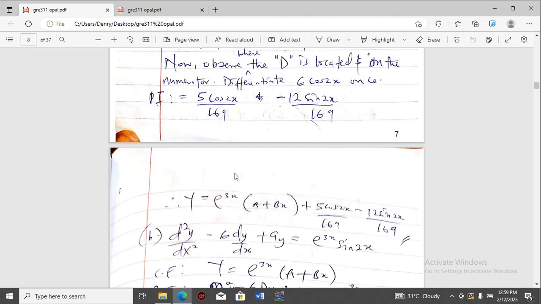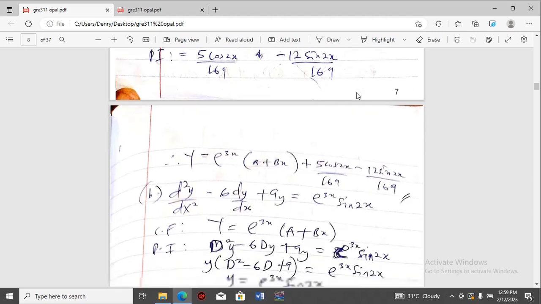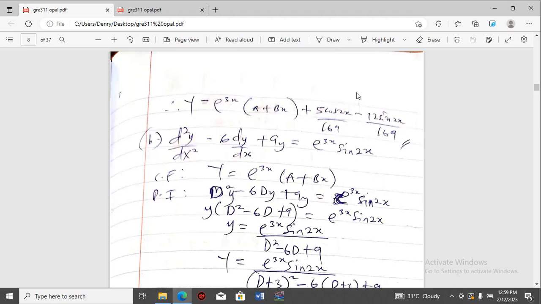CF y is equal to CF plus PI. Now this is for trig functions only, when it is equated to trig functions only. Now what happens if it is for an exponential with a trig function?